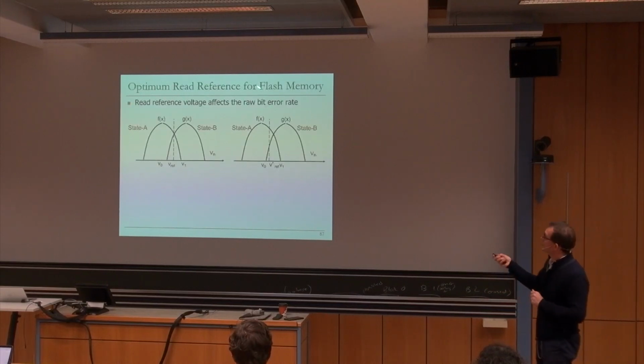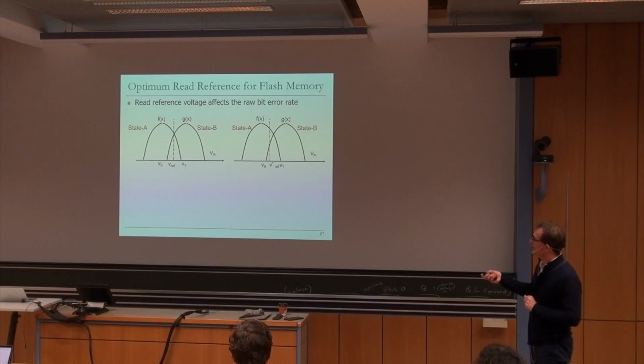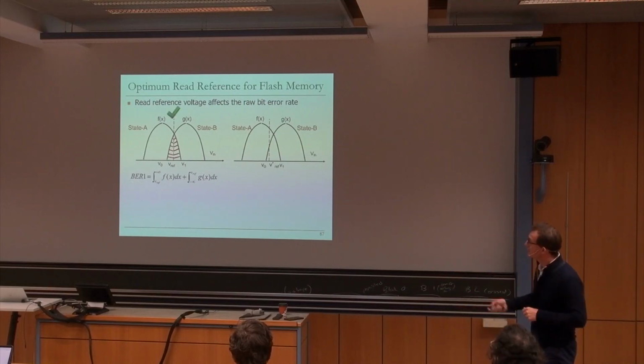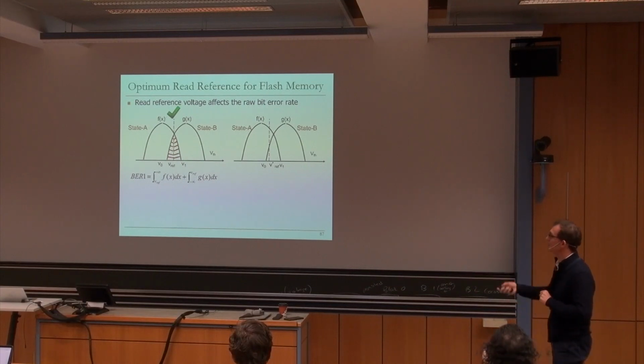So clearly, read reference voltage affects the raw bit error rate. As we discussed, you have a read reference voltage between two states. Ideally, you would like to minimize the bit error rate, and bit error rate is basically the area where these distributions overlap. That's what that says. If you select the read reference voltage at the crossing point, that's good. You minimize the bit error rate.